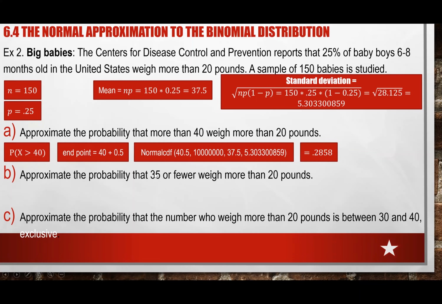Okay. And similarly, if you look at part B, the difference between B versus A is that they tell you 35 or fewer. So 35 or fewer means it has to be equal to 35 or less, right? Basically they ask you to find the probability that the number X is 35 or less, or below 35. So X has to be less than or equal to 35.